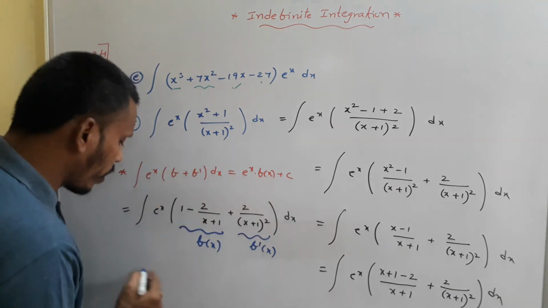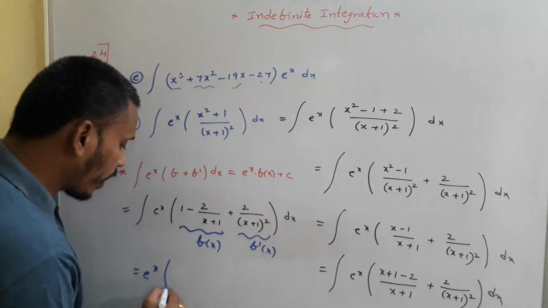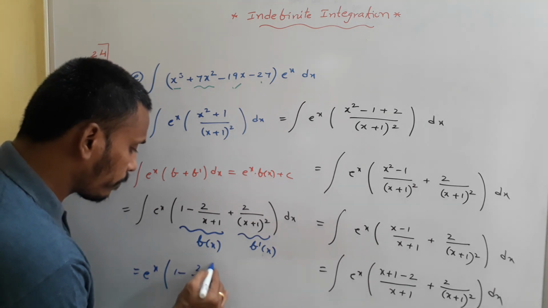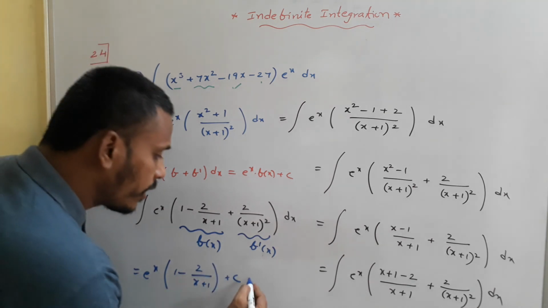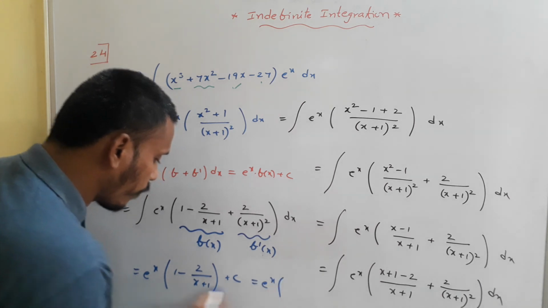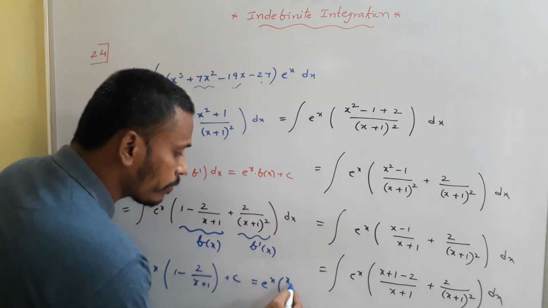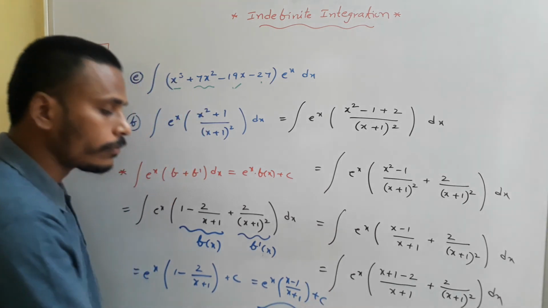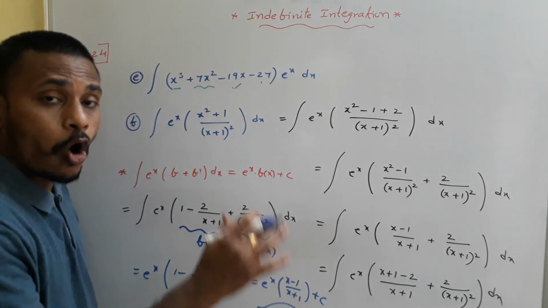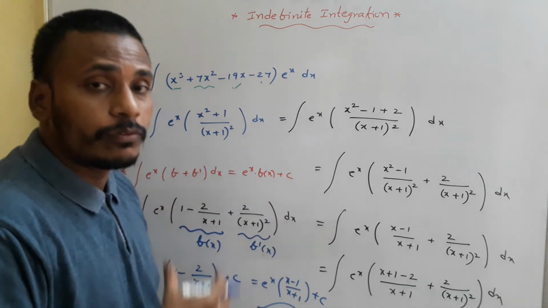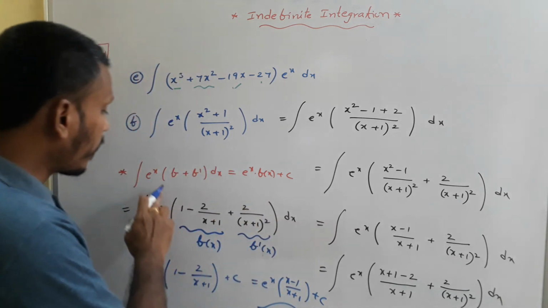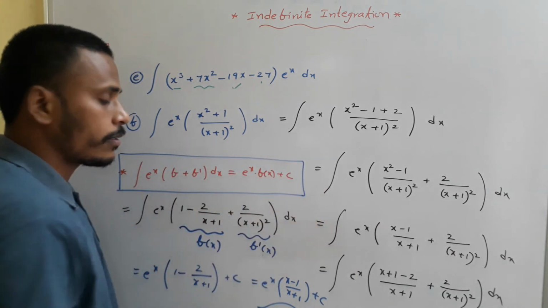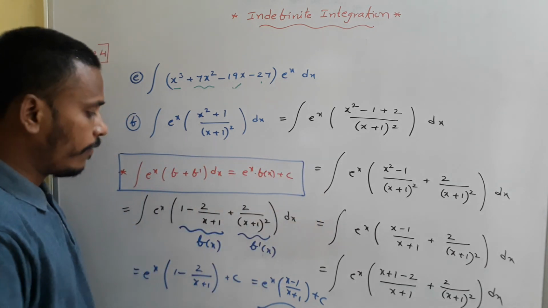Then use this particular result. Your answer is e^x into f(x), that is 1 − 2/(x + 1) plus c. And at the end, if you simplify this bracket, it becomes e^x into (x − 1)/(x + 1) plus c. There is the problem. So always we need to convert the given problem into the form e^x into [f(x) + f′(x)] dx.